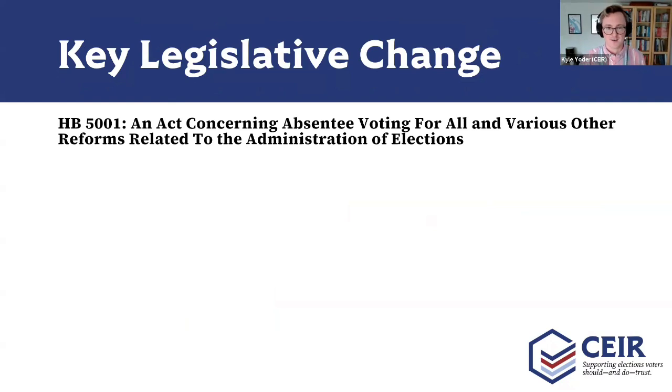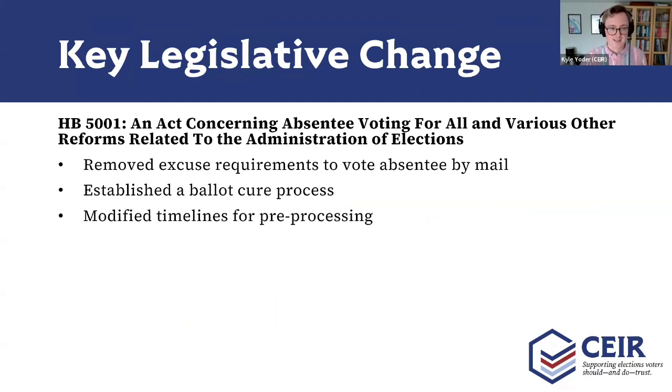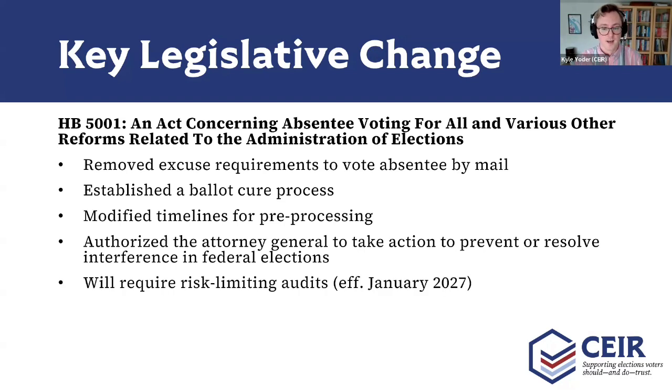HB 5001, passed earlier this year, provides absentee voting for all and various other reforms related to the administration of elections. It removed the excuse requirements to vote absentee by mail. It established a ballot cure process. It modified timelines for pre-processing of ballots, and it authorized the Attorney General to take action to prevent or resolve any interference in federal elections. All of these are currently in effect, and in effect for both the primary and the general this year.